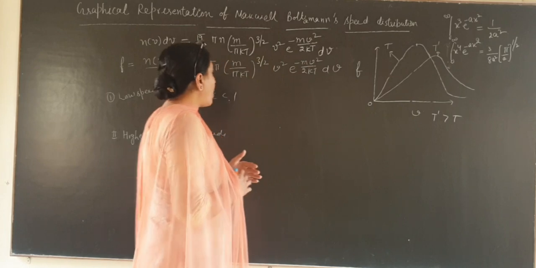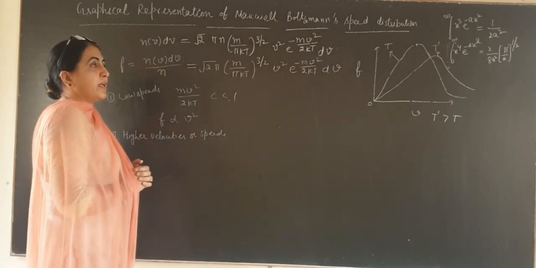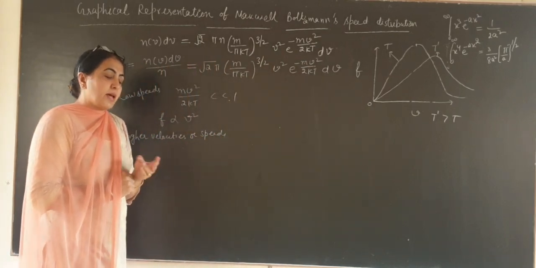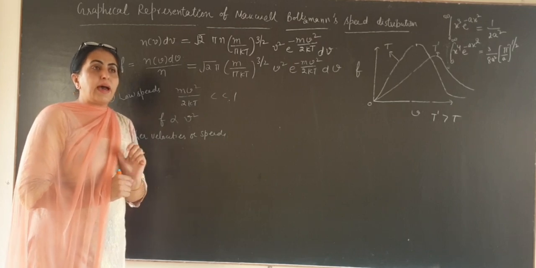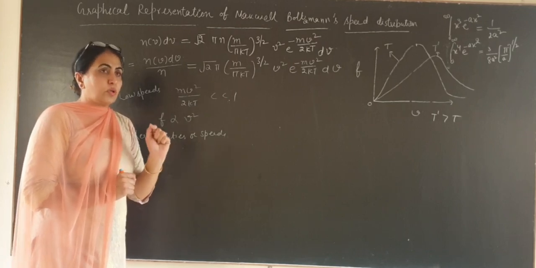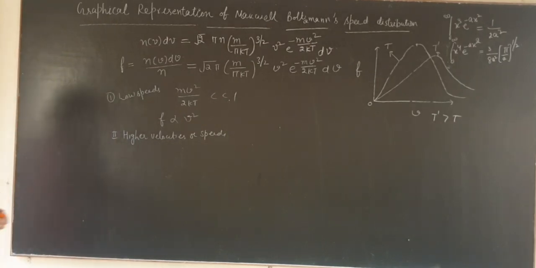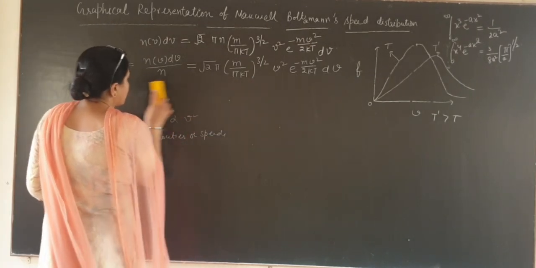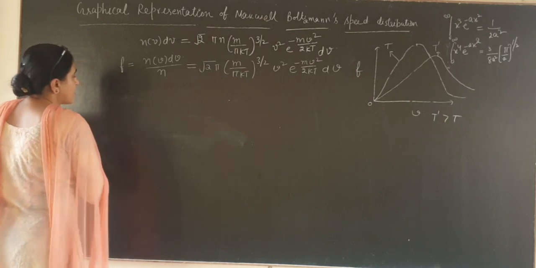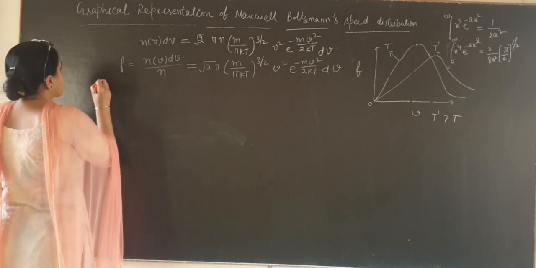Now next we will study the three speeds, that is the most probable speed, the average speed, and the root mean square speed. So first is the most probable speed.